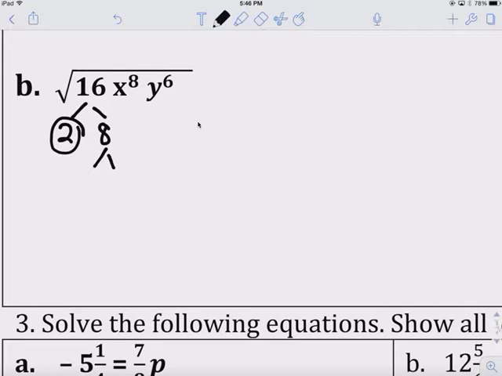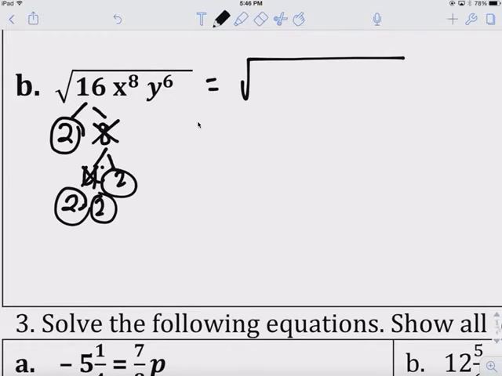This is an answer because we can't break it down further. 4 times 2. This is an answer. 2 times 2, that's an answer, and that's an answer. So we get the square root of 2 to the 4th, x to the 8th, y to the 6th.